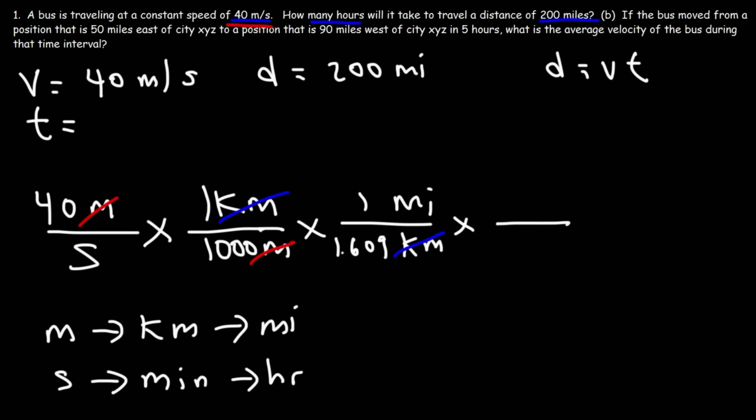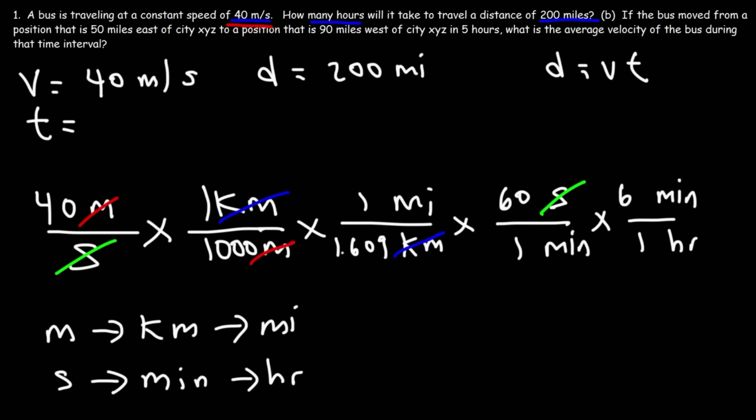Let's convert seconds to minutes. Since we have seconds on the bottom, we want to put seconds on top and then minutes on the bottom. 1 minute is equal to 60 seconds. So now we can cross out this unit. And now let's convert minutes to hours. 1 hour is equivalent to 60 minutes. And so we could cancel the unit minutes.